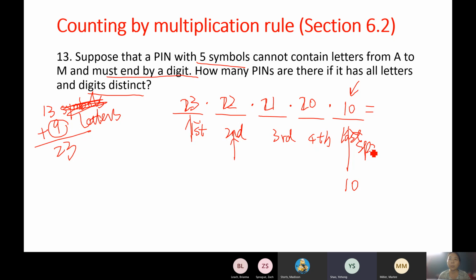So the last place is special. Make sure you meet the requirement of the special place first. You pick a digit for this place, and after you use this digit, you cannot use it again. Suppose you use 0 for the last place, you cannot use 0 anymore. So you only have 9 digits left available, plus 13 letters. Together you have 22 available for the first place, then 21, 20, and 19. You're allowed to use a calculator. I don't have my answer sheet, so use a calculator to find the answer.